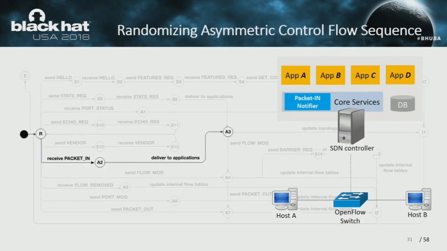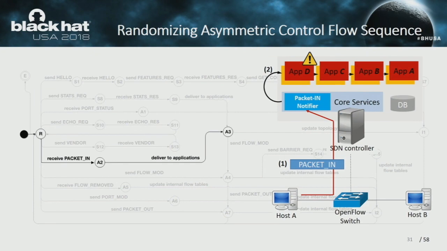And to test the asymmetric flow sequences, Delta can randomize the unidirectional messages delivered to the SDN applications. For instance, when a controller captures a packet-in message from the switch, the controller propagates the message to the SDN applications that are interested in such type of message in a specific order. For instance, the order of reception is from application A to application D, but we can manipulate the order inversely so that now application D can receive the packet-in message first.